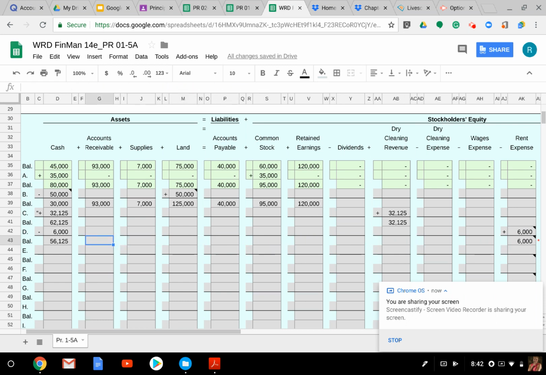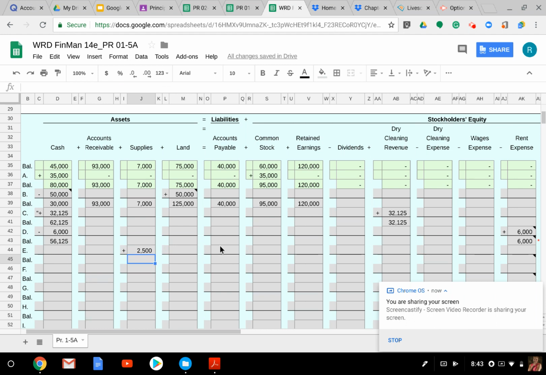We're going to go back down to E. On E, we purchase supplies on account. So that means we go to supplies, we increased our supplies. So we're going to add supplies, 6,000. And, nope, is that the right amount of supplies? 2,500. 2,500 of supplies we're going to add.